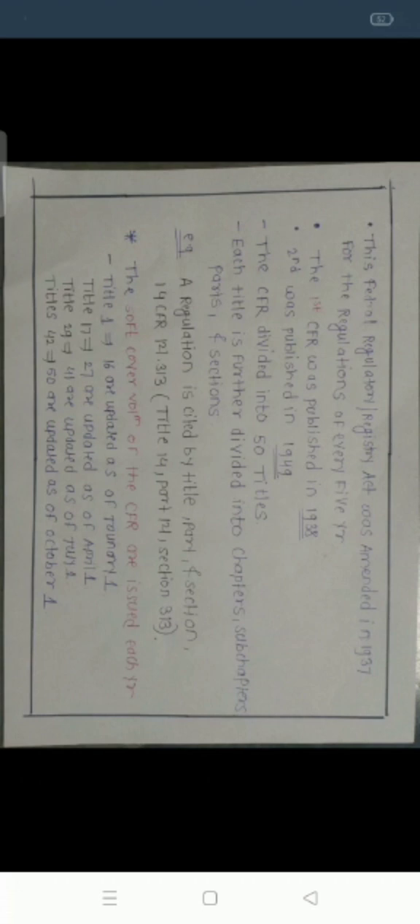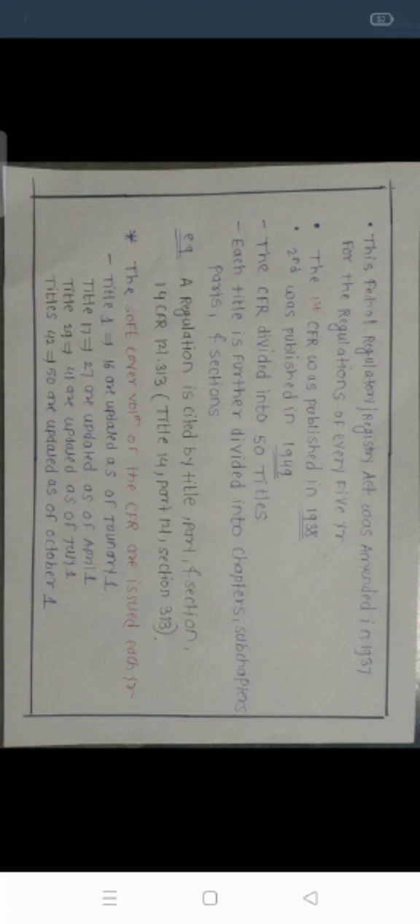In those titles there are various divisions like sections, parts, chapters and subchapters. For example, a regulation is stated in the format of title, part and section. For example, 14 CFR 121.313: the title is 14, the part is 121, and in that part the section is 313. From this example we can easily understand which part, which title and which section in that title. It is a best example for understanding.